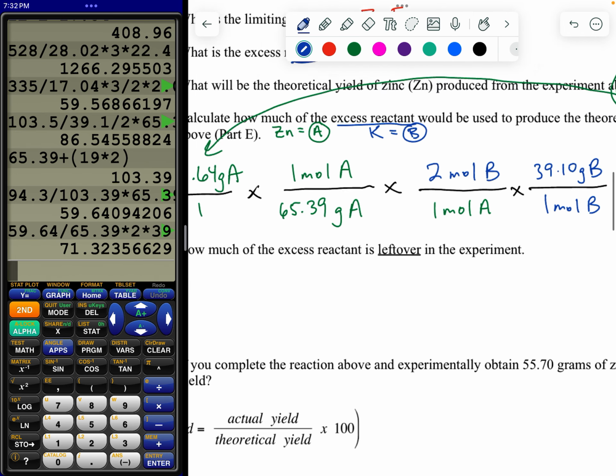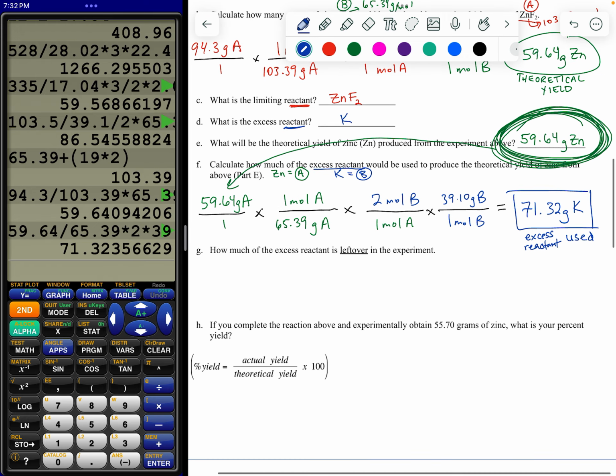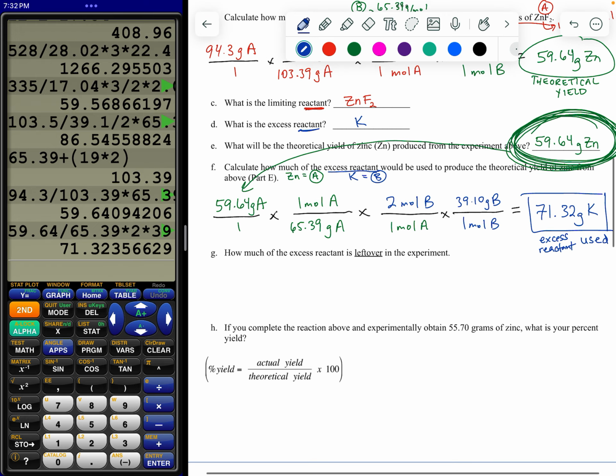And so we can actually find that right here in part G, right? We can take this amount used, and we just take what we start with. And so your template here to find a leftover is to take what you start with and subtract what you used. And that's going to get you your leftover.